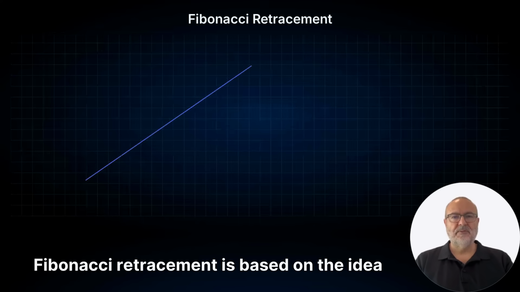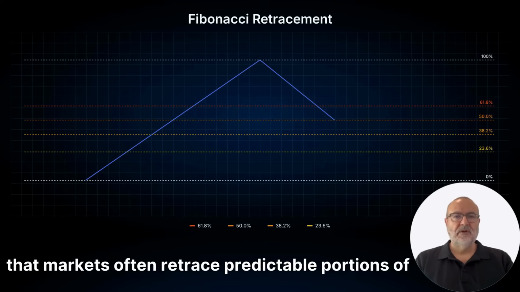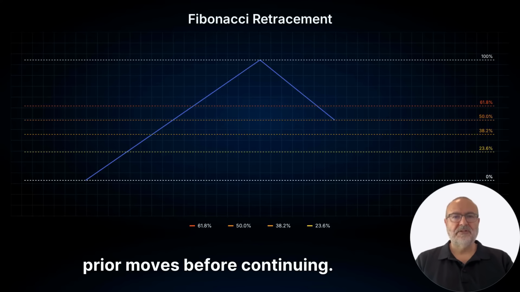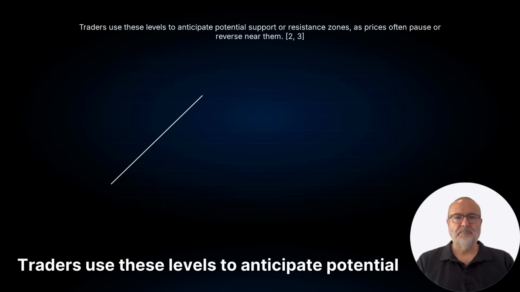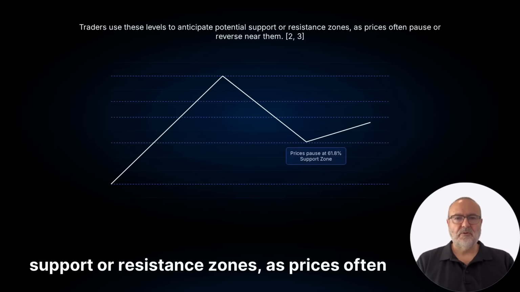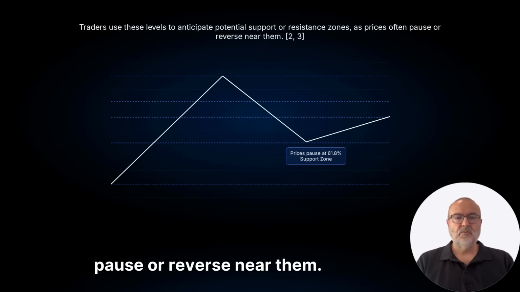Fibonacci retracement is based on the idea that markets often retrace predictable portions of prior moves before continuing. Traders use these levels to anticipate potential support or resistance zones, as prices often pause or reverse near them.